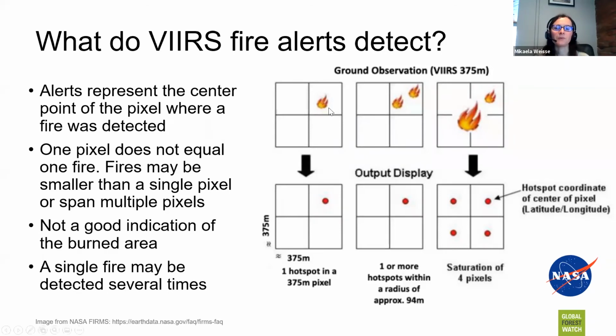So, you know, if there's a small fire, that still is a single pixel. If we have two fires within the same pixel, that still shows up as just one center point. And if we have a large fire that covers multiple different pixels, that's going to show up in these 4 different points. So with that in mind, those points don't actually give us a good idea of how much area is burning, because the actual fire event can be larger or smaller than that pixel size.